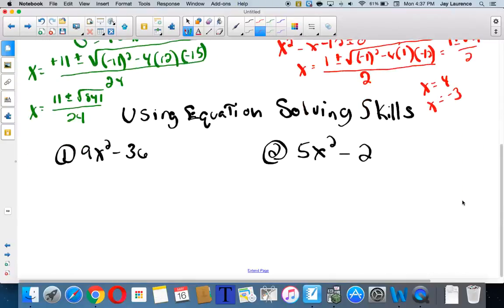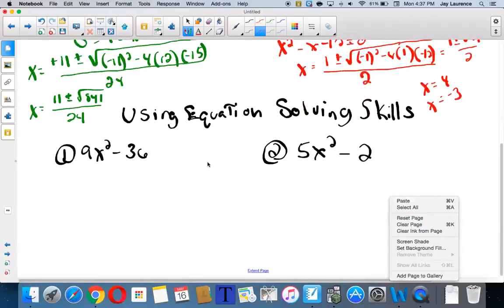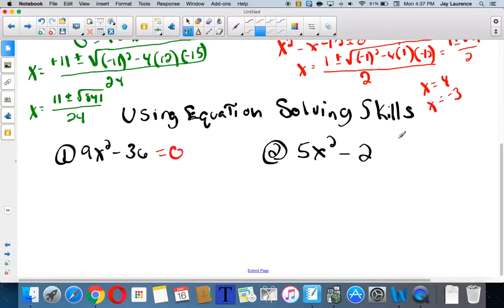All right, now, on a problem like this, if they're equal to 0, you've got to make them equal to 0, you can use the quadratic formula, certainly, but you can also use equation solving skills. They're both binomials, right? And so I'm going to take 9x squared, and I'm going to add 36 to each side. I'm going to divide by 9, and x squared is going to equal 4.